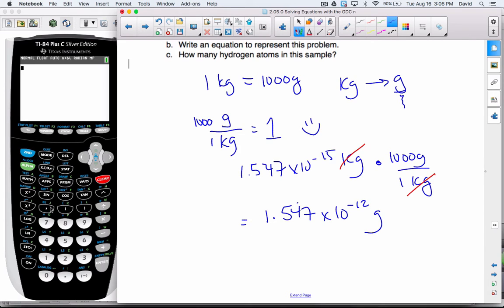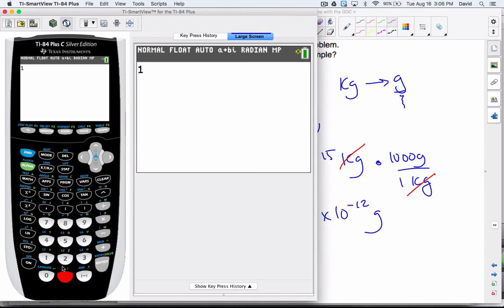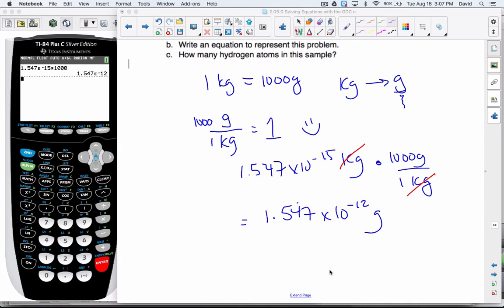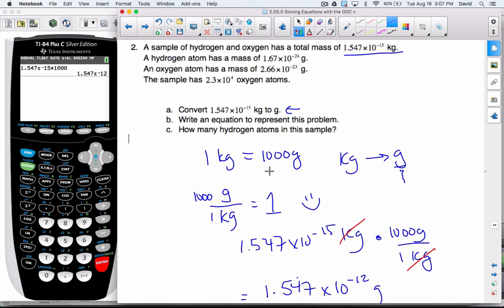Okay, let's see. I can enter 1.547, then use this E button, which means times 10 to the power of negative 15, and multiply it by 1,000. Oh, one more zero. Okay, and I get negative 12, fabulous. All right, so that was part A. A lot of work for part A.